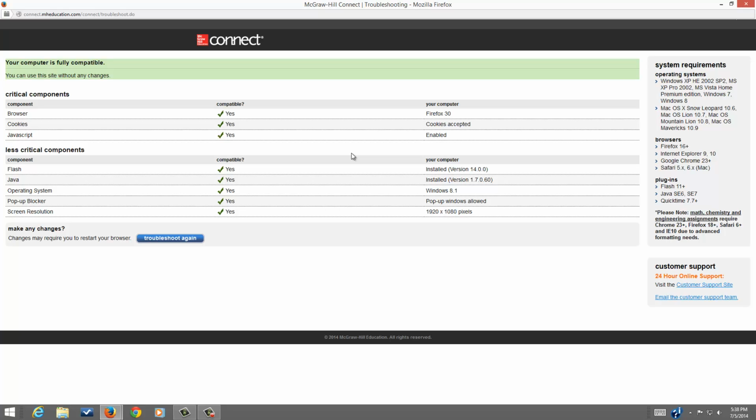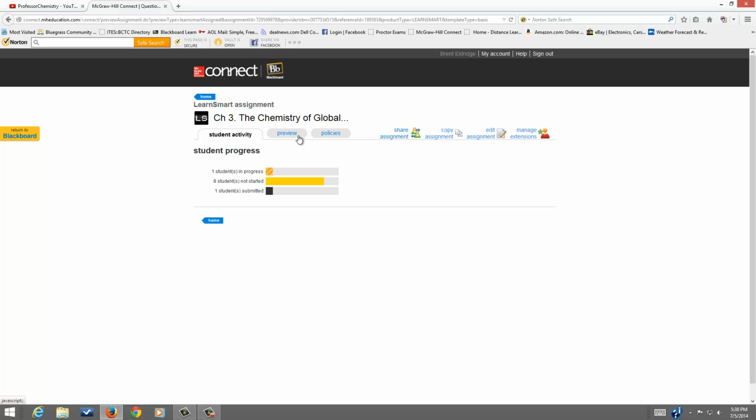Another common thing I see here is sometimes your screen resolution is not correct. If the screen resolution is not correct, you may not see the full Connect assignment. And so make sure this part's got a green check as well. All right, so this is just part of it. Make sure you do this. It's under troubleshooting. Once it's done, you can close out of that, and then we're going to start here.